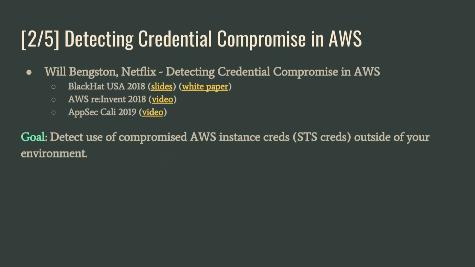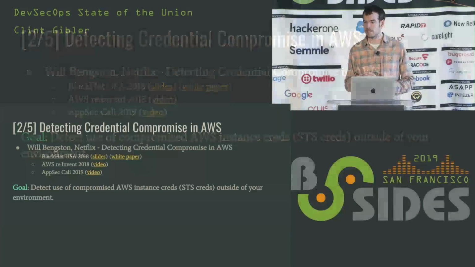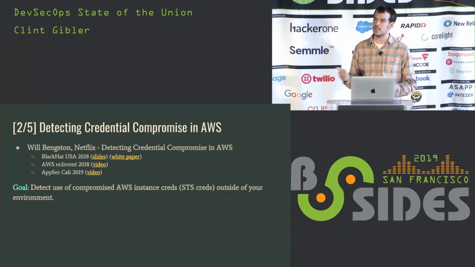The next one from Will of Netflix is how do we detect use of compromised AWS credentials outside of our environment? There have been a number of high-profile cases where companies have had credentials leaked or published to GitHub, and it's resulted in thousands of dollars of AWS spend, or even a company closing down because all of their backups and source code were deleted, a game over scenario.